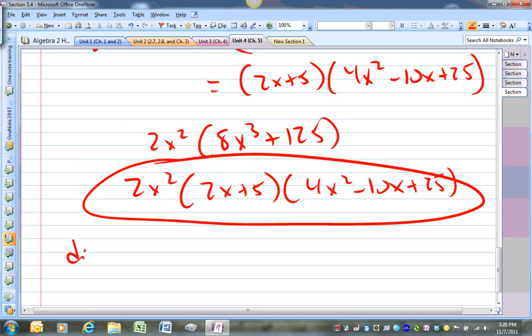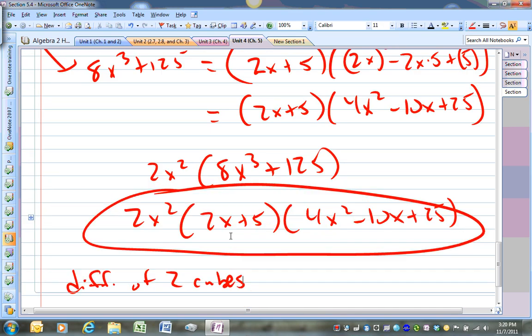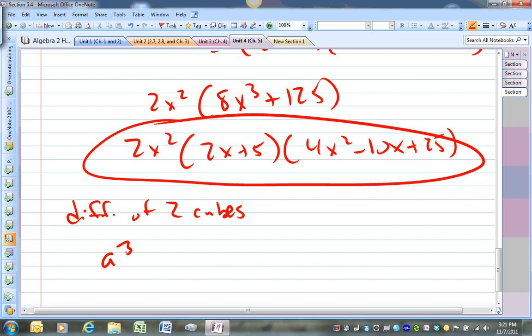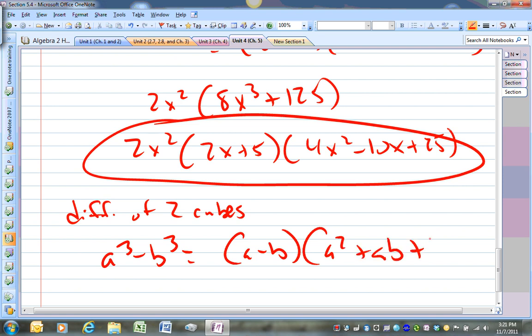There's also a difference of two cubes. It's not that much different than the sum of two cubes. It goes like the following. A cubed minus b cubed equals a minus b, a squared plus ab plus b squared. So you got to figure out what a and b are. So you're probably asking yourself, do I have to memorize this as well? The answer is yes and no. You really should memorize it because you're going to have to do this again in pre-cal and in AP Calculus.